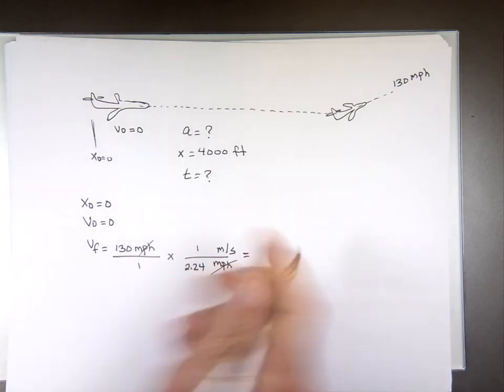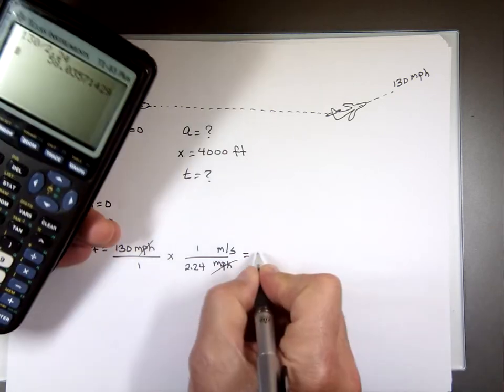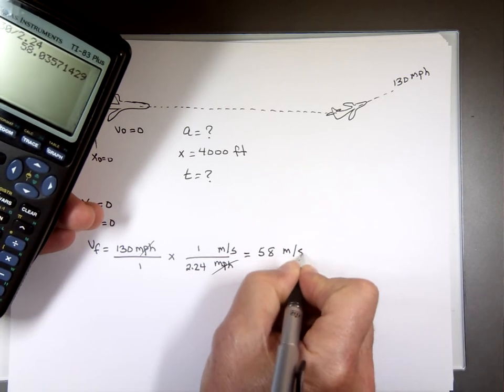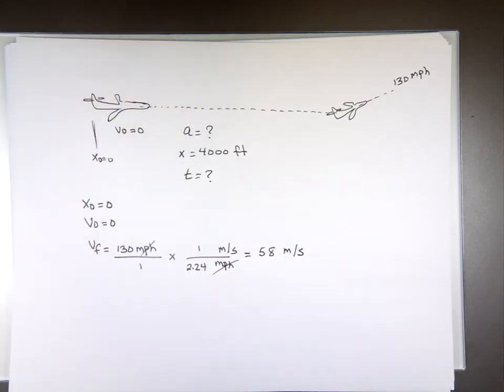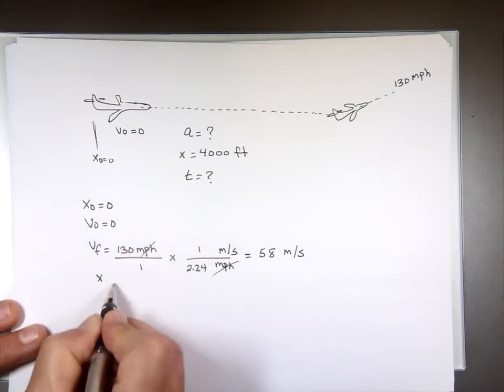So when the plane takes off, it's moving at a speed of 130 divided by 2.24, which is 58 roughly meters per second. I also know the distance traveled. It's 4,000 feet.